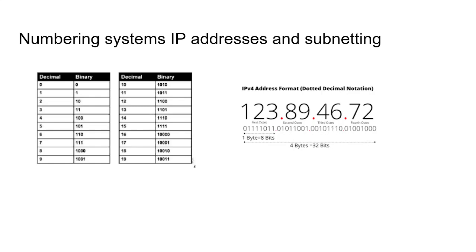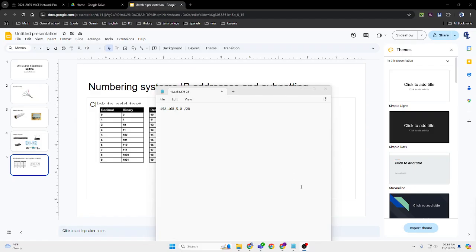But I think a good way to show you guys that I actually know how to do IP addresses would be to show you an example. So what I have here is an IP address and a /26 subnet mask in CIDR notation.